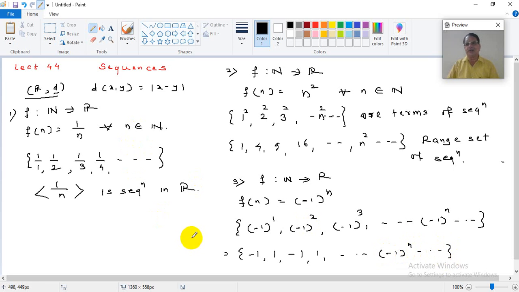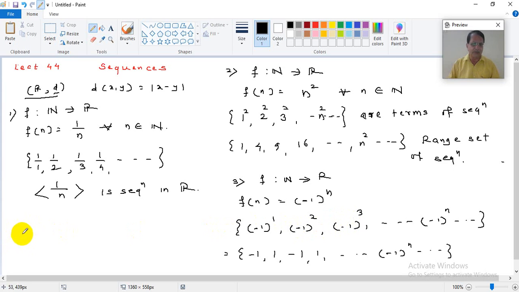So I have written 3 sequences here. The first one was 1 upon n; the general term of the sequence is 1 by n. Here the general term is n squared, where n is from capital N, the natural number set. And here it is minus 1 raised to n. So these are 3 different sequences that you can think of. There are many sequences that you can define on the set of natural numbers, many functions which have codomain R. But as examples I have taken 3 sequences: first is 1 by n, second is n square, third is minus 1 raised to n.